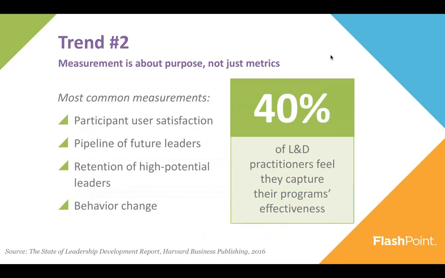So each client's measurement plan, in terms of the ones that we work on, comes out a bit differently based on the level of leader they may be focused on, the length of the program, the amount of time investment, and so on. So I think the point from my perspective is that we want to be better than that 60% of people who aren't capturing program effectiveness, right? But we also don't want to measure everything. And so I think it's about picking and choosing what's relevant, and coming back and centering on your purpose is a great start.